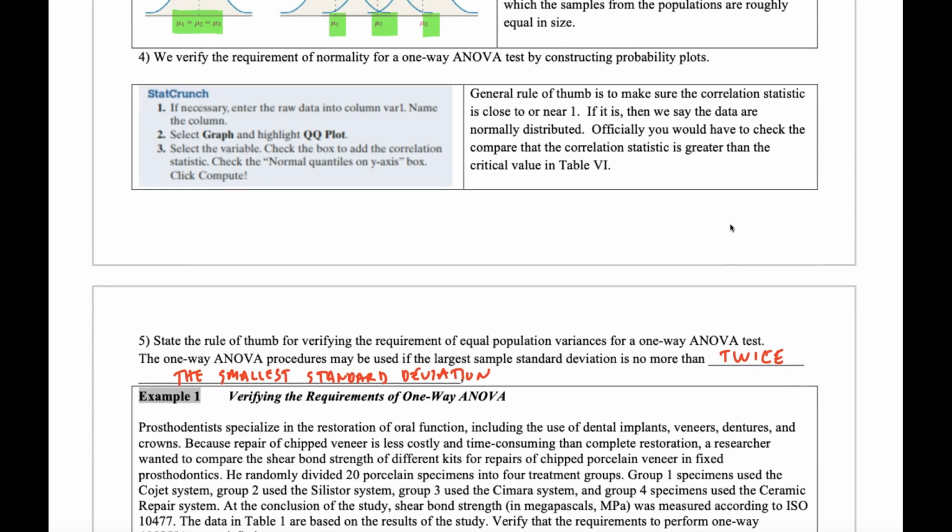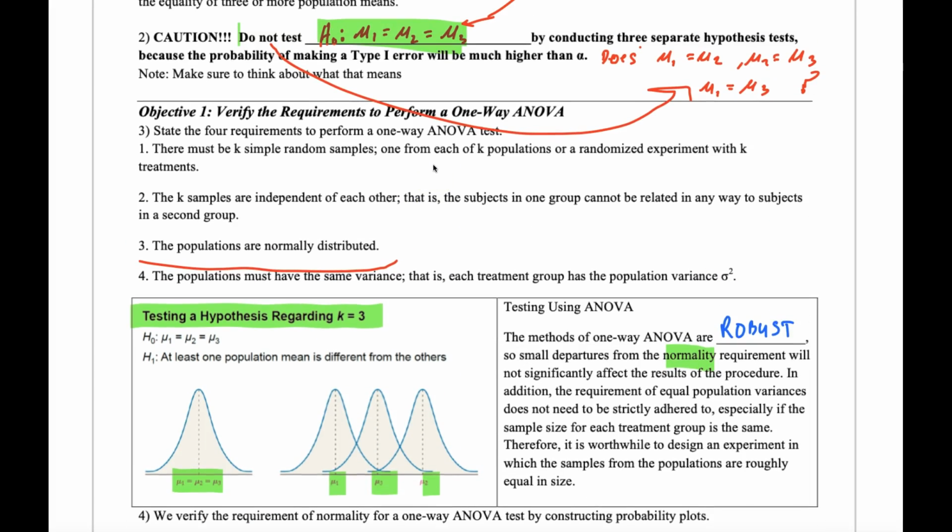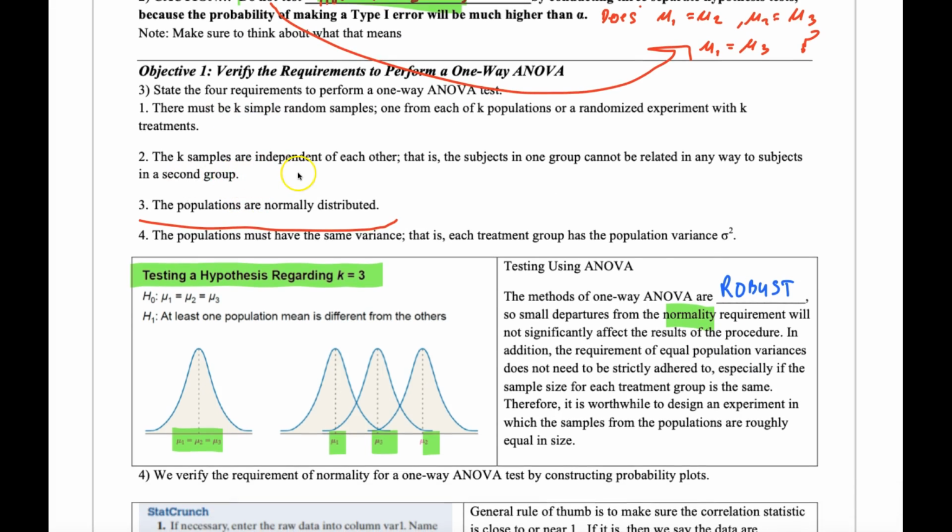So looking at now ANOVA testing and verifying the requirements. Again, we have these requirements we talked about. It's hard to verify these other than given from the samples that they are conducted from a simple random sample. And so you have that. The samples are independent of each other. Again, we just assume that's true.